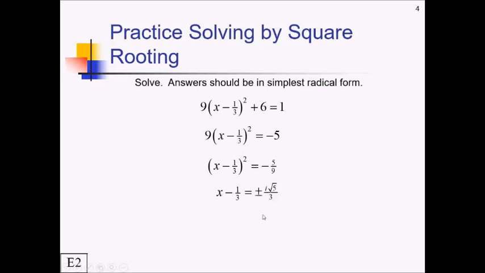And we're almost done. Just one more thing. We have to actually get x by itself by adding 1/3 to the other side. Since we have two fractions, both with a denominator of 3, we can actually combine that so that we have 1 plus or minus i radical 5 all over that common denominator of 3.